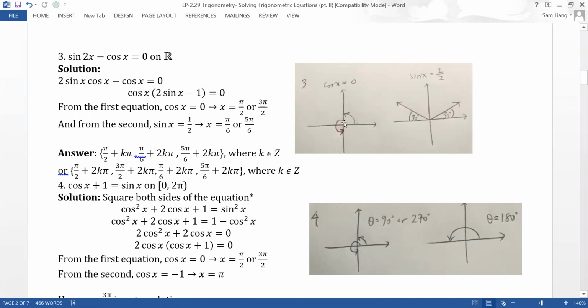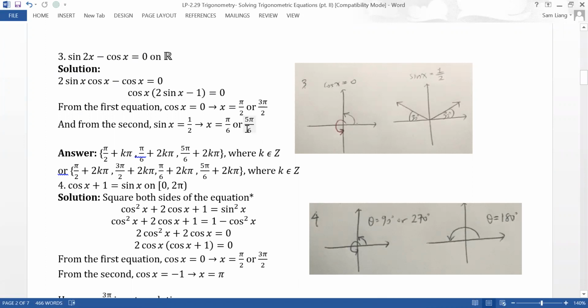Or it's going to be 3 pi over 2, which is 270 degrees. From the second equation, we get sine x is 1/2. Okay, so sine x is 1/2. The two angles that are possible there, between 0 and 360, are going to be 30 degrees as well as 150 degrees. So that's pi over 6 or 5 pi over 6 in radians.